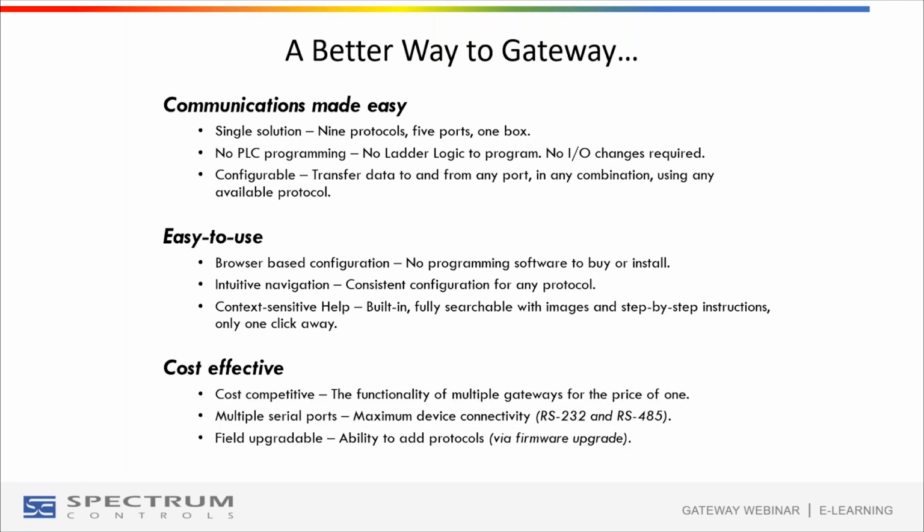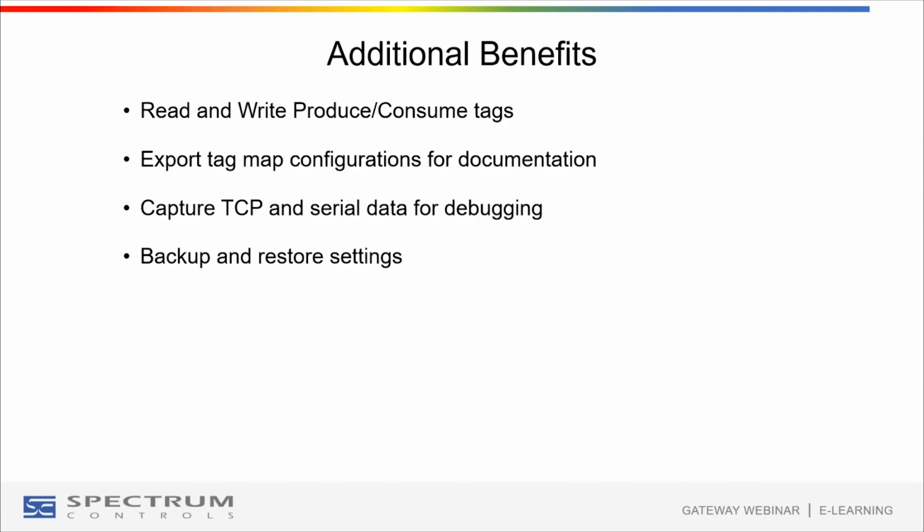Finally, with the functionality of multiple gateways for the price of one, more standard serial ports than the competitors, and the ability to add protocols in the field through a firmware upgrade, the Universal Gateway is extremely cost-effective. The Universal Industrial Gateway also supports reading and writing produced consumed tags, exporting tag map configurations for documentation, capturing TCP and serial data for debugging, and backup and restore settings.